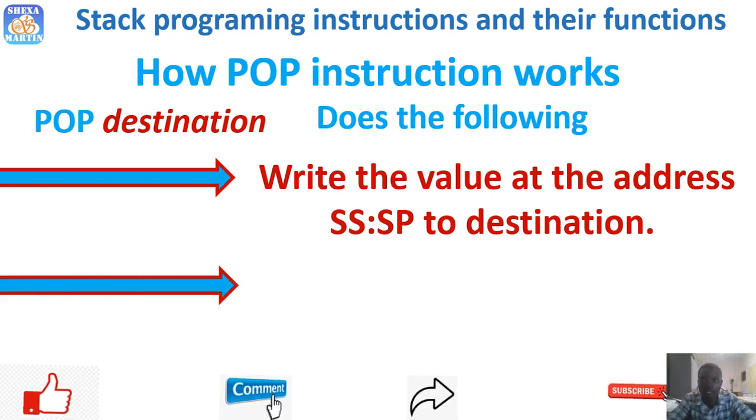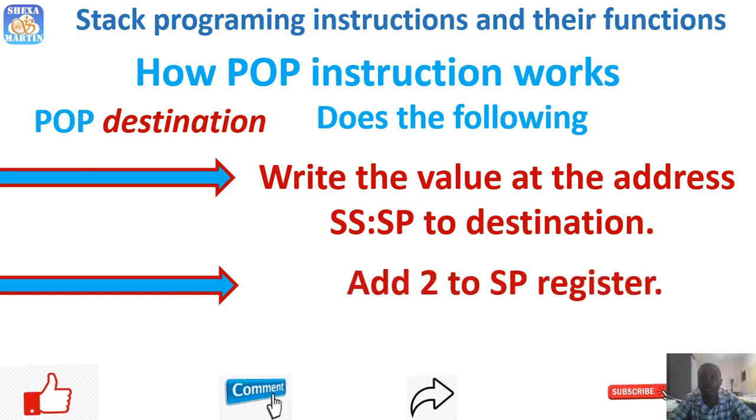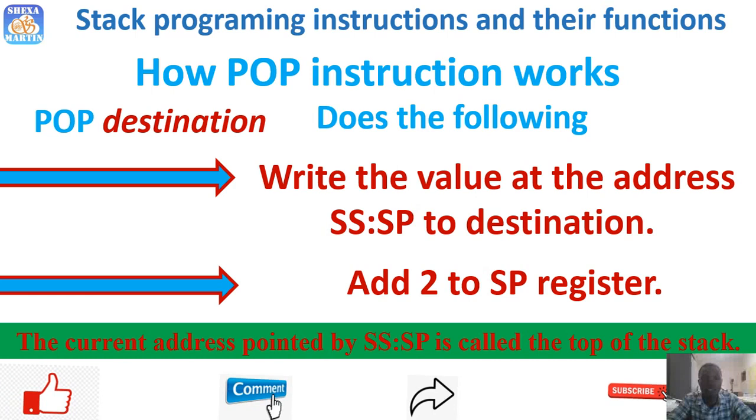And here's what happens. Instead of subtracting, it now adds 2 to the stack pointer register's value. And the current address pointed to by the stack pointer is called the top of the stack. That is, anything that is at the top of the stack is what is currently pointed to by the stack pointer.